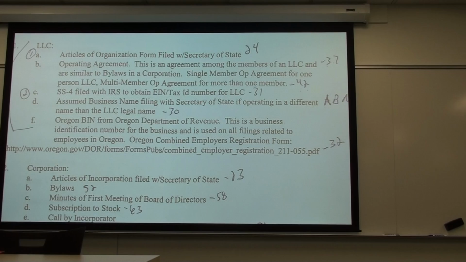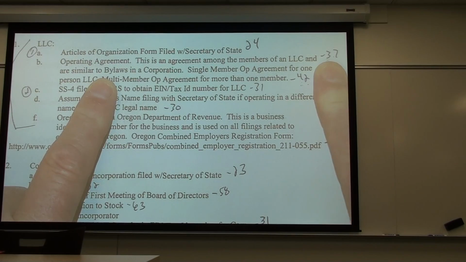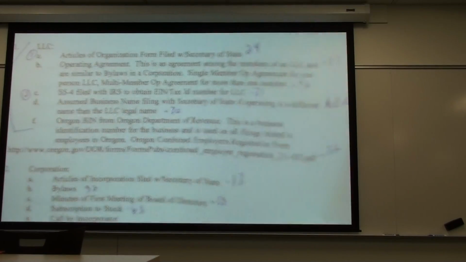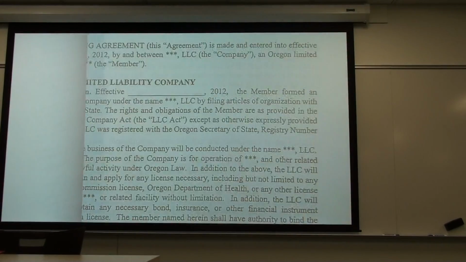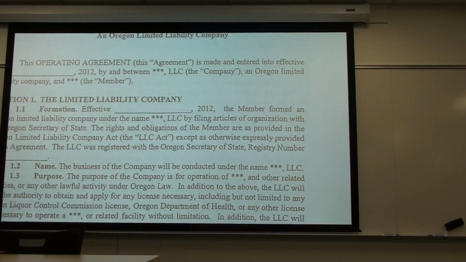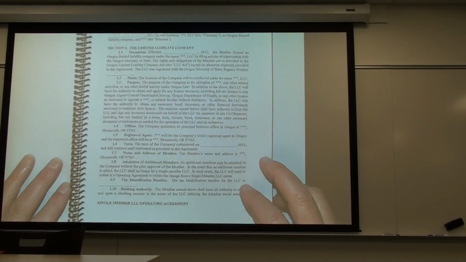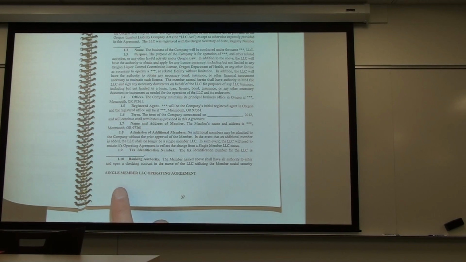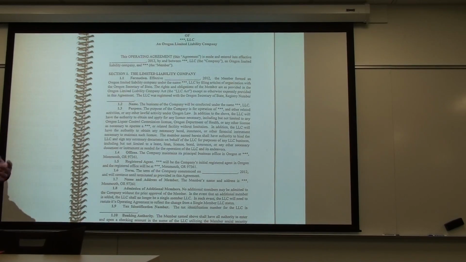So on page 37, did we look at this already? I don't remember. I don't think we did, did we? No, okay. So page 37, let me just show you. Okay, so page 37, this is an operating agreement, if you look on the bottom, for a single member LLC. A single member LLC is a one-person LLC.